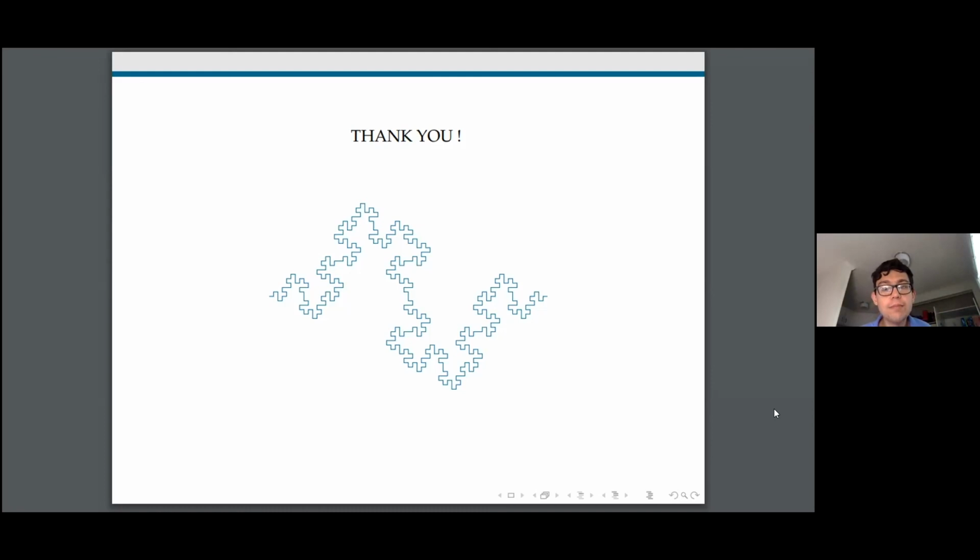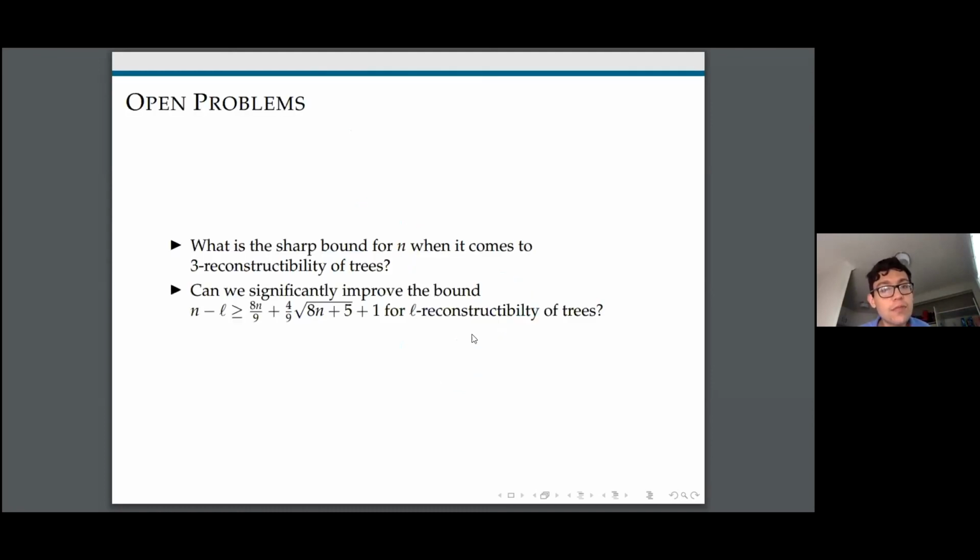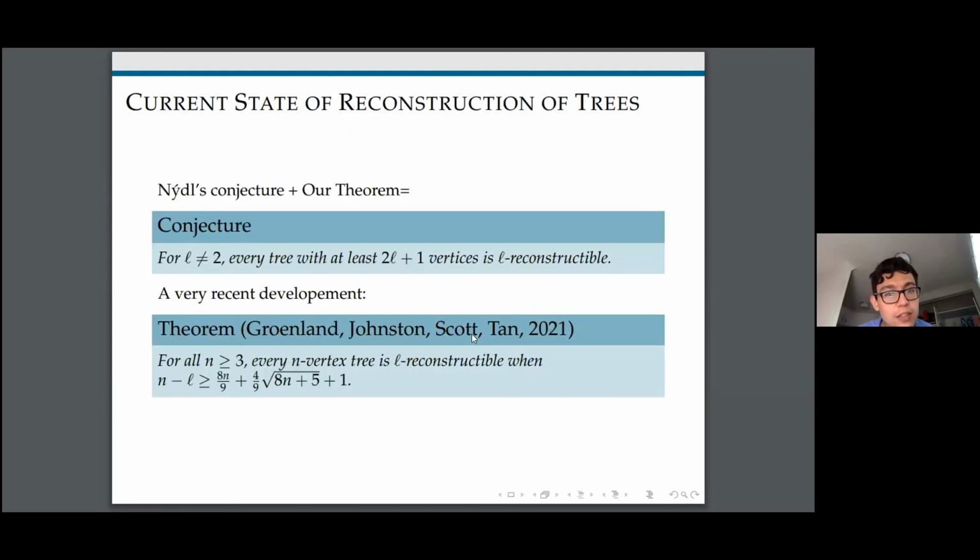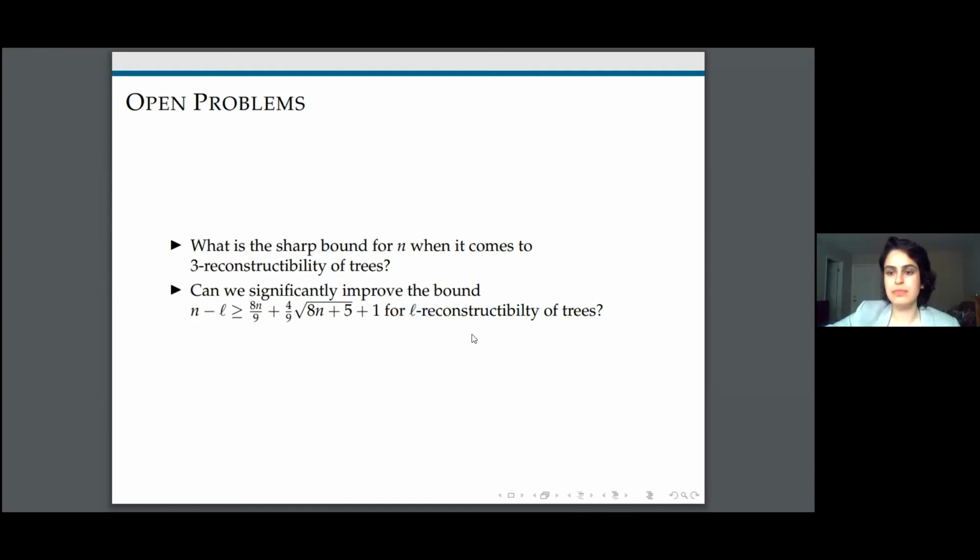Would you mind just going back one slide for another moment to the open problems slide? I just want to take a closer look at this one here. Yeah, that one. And in the meantime, let's see if there are any questions from the audience.